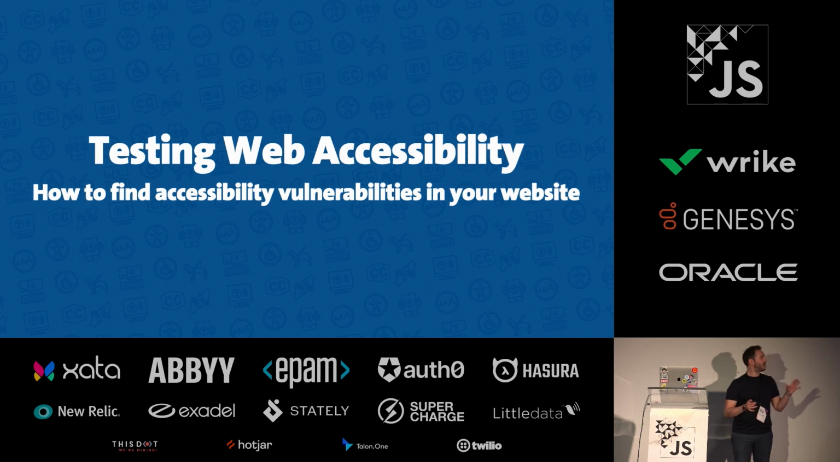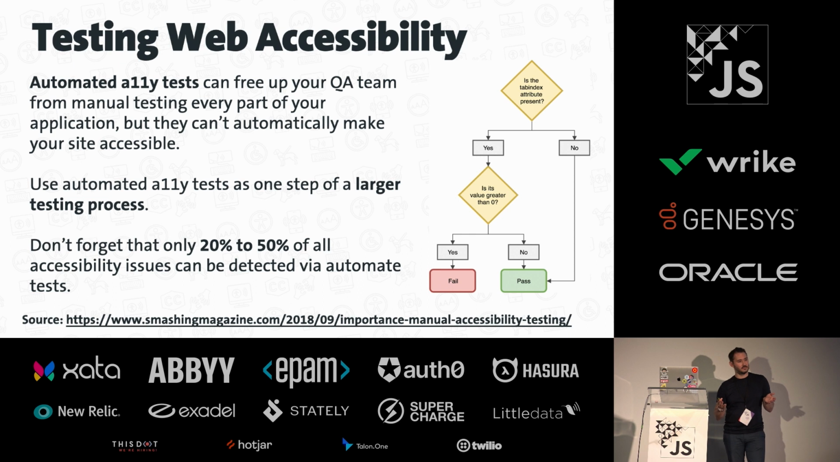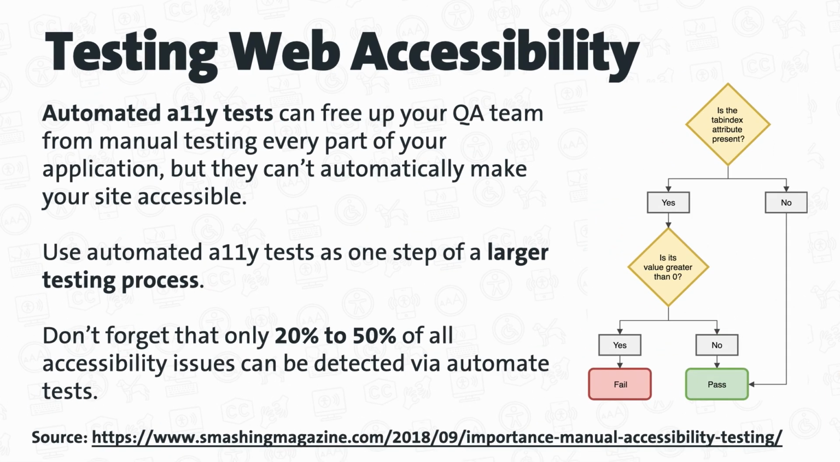Okay, let's talk about testing now. Testing is awesome. Automated tests are super cool. They can free up your QA team from manually testing everything, but they're not magic. Because only 20 to 50%, I always say 20 to 50, but it's more like 20 to 30% of the accessibility issues can be found with automated tests.